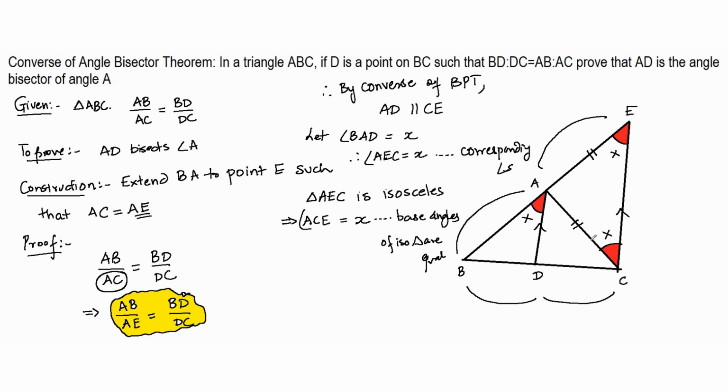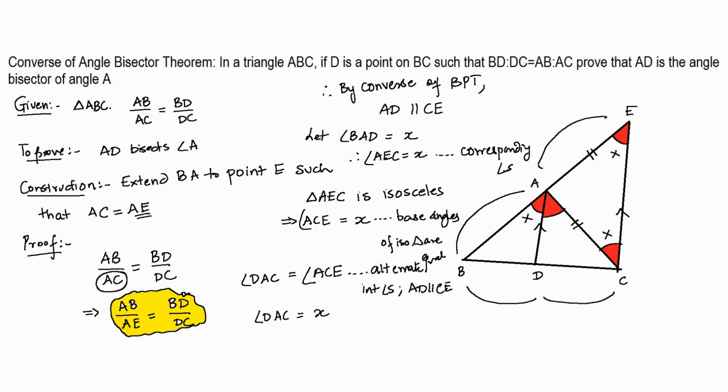And now I notice that I have a pair of alternate interior angles. So I can say that angle DAC, that is this particular angle, is equal to angle ACE because of alternate interior angles, and also AD is parallel to CE. So alternate interior angles are equal when the lines are parallel. So I can say that angle DAC is also equal to X.